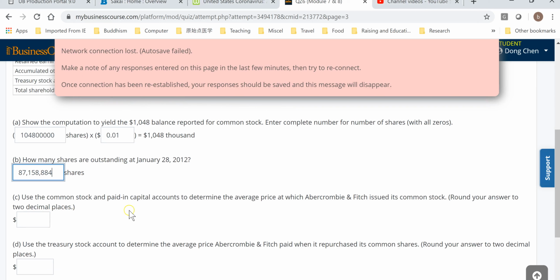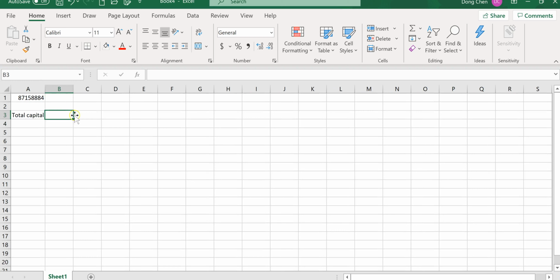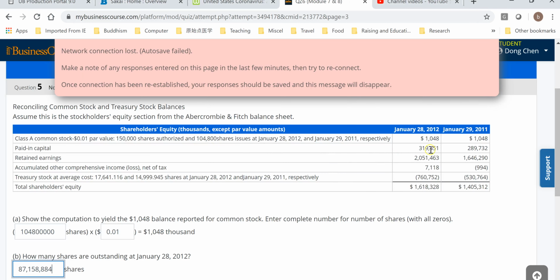And C, use the common stock and paid-in capital accounts to determine the average price at which this firm issued its common stock. So to determine the average price, we first have to determine the total capital received from issuing the stock. And then we can divide that total capital by the total shares issued. That's going to be the average price, right? And to get the total capital, we just need to add these two numbers.